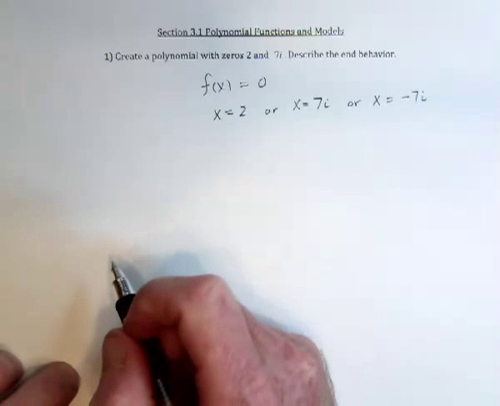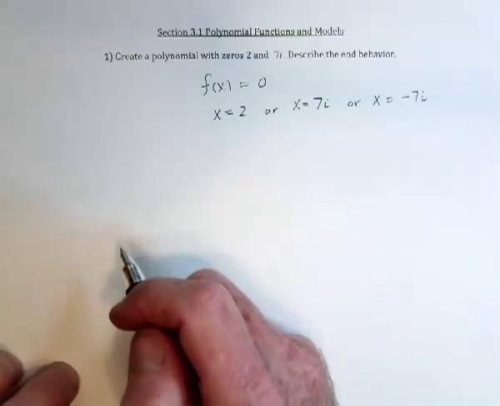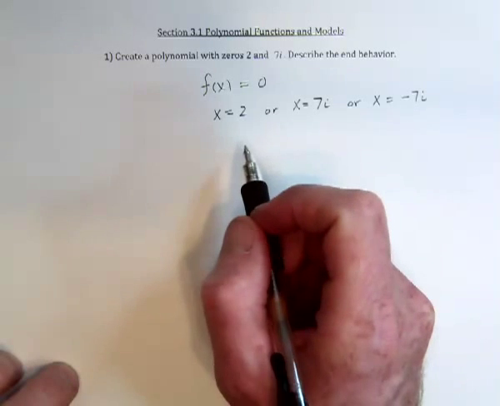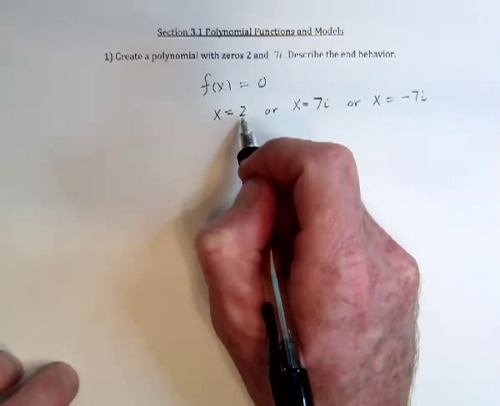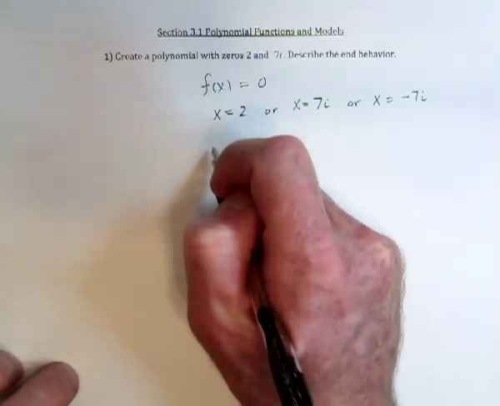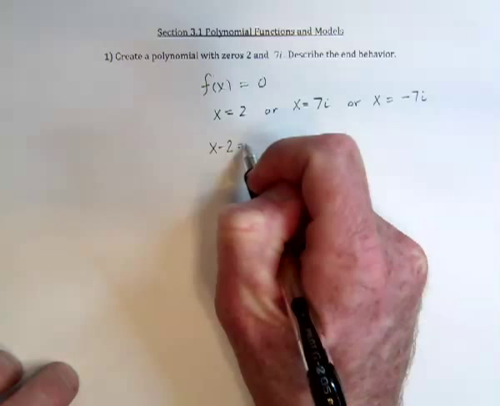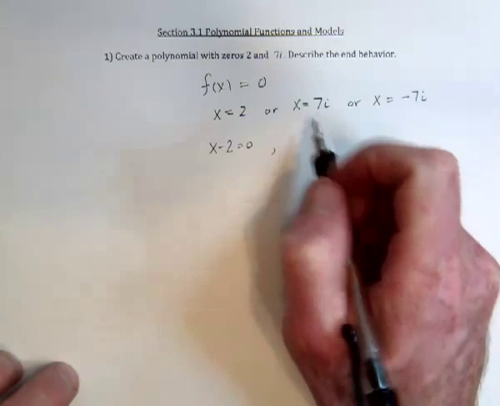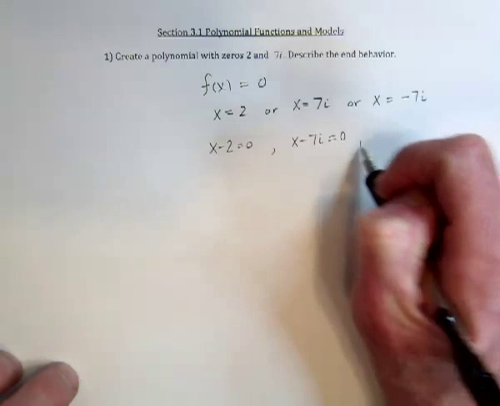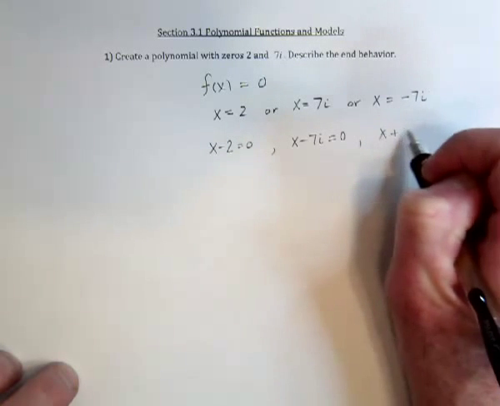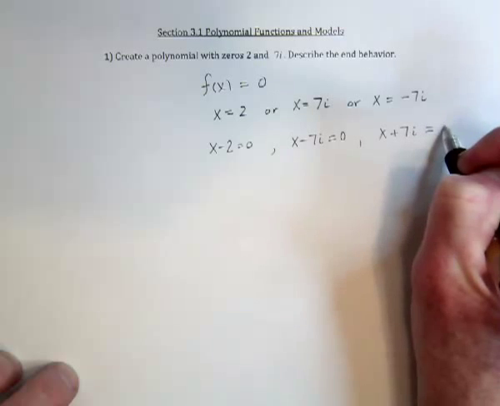And now basically we work backwards from factoring and using the zero factor property. So first of all, set all of these equal to 0, move the 2 over, and that's going to be x minus 2 equals 0. In here, x minus 7i is equal to 0, and in here, x plus 7i is equal to 0.